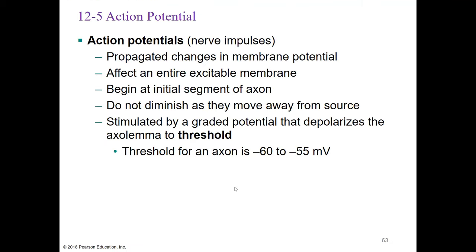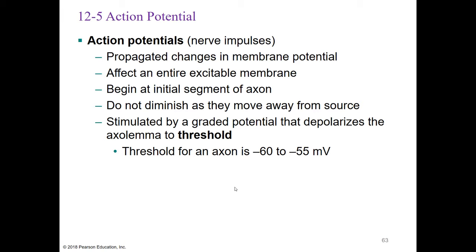So action potentials are nerve impulses, and they're propagated changes in the membrane potential. Remember, propagated means travels. It can affect an entire excitable membrane and begins at the initial segment of the axon. Remember, we pointed out where the initial segment was at the beginning of the chapter. These do not diminish as they move away from the source. They stay strong as they go along the axon.